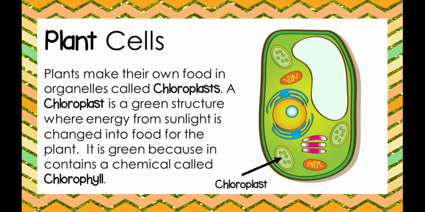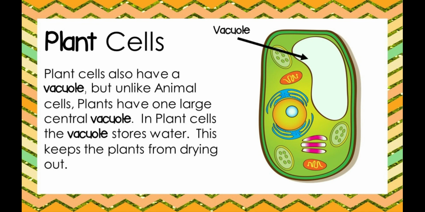Plant cells make their own food with those chloroplasts. So that was the thing that was different when we looked at the chart earlier between plant and animal cells. So that chloroplast is green, and this is where the energy from the sunlight is changed into food for the plant. And it's green because it contains a chemical called chlorophyll. You will also notice that a vacuole inside of a plant cell is much larger, and they only have one because that's what stores the water, and that is what keeps the plants from drying out.